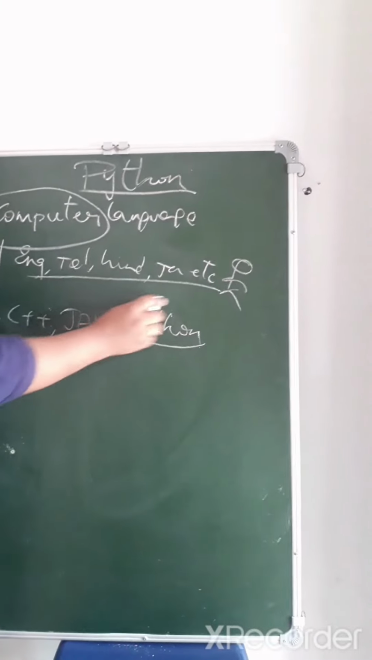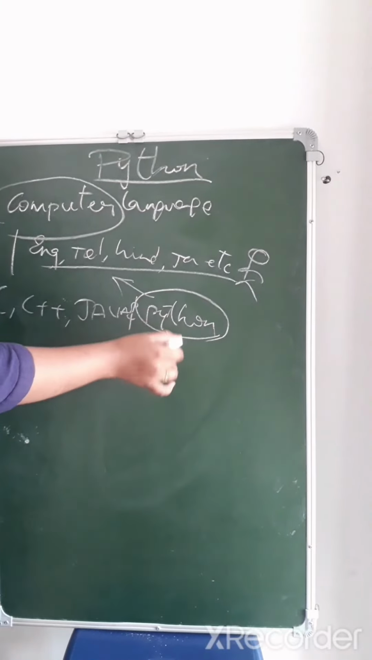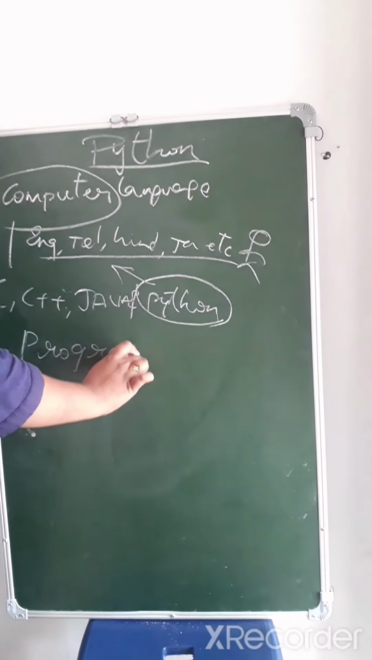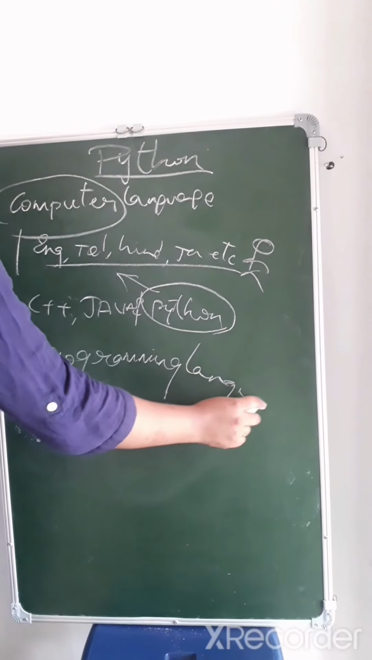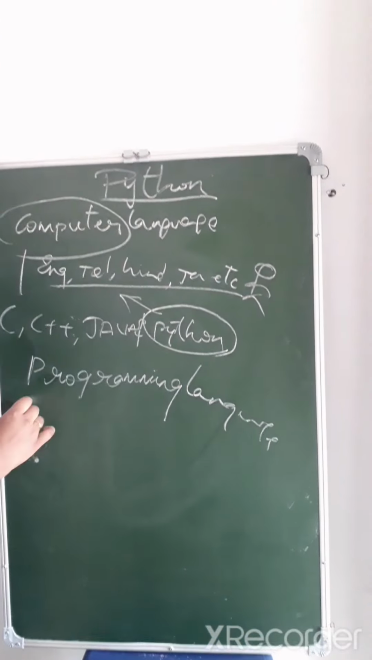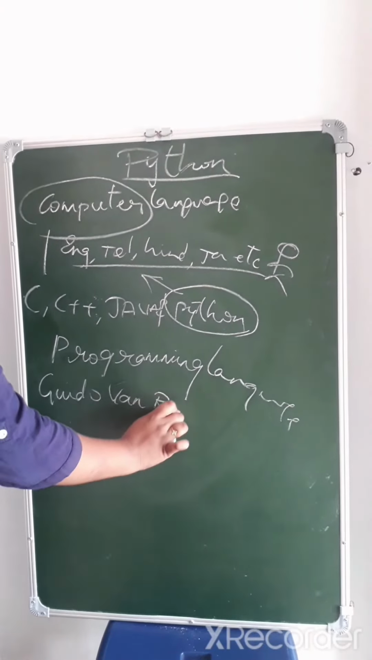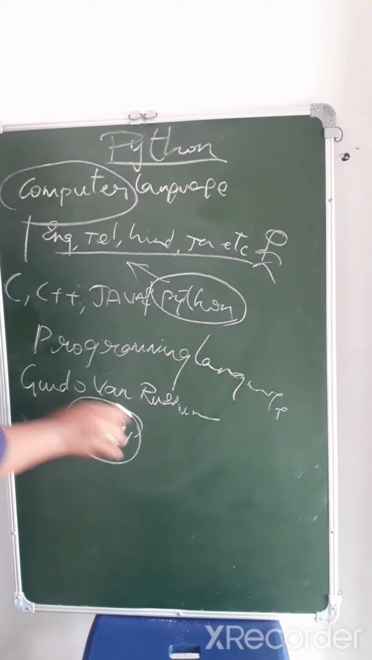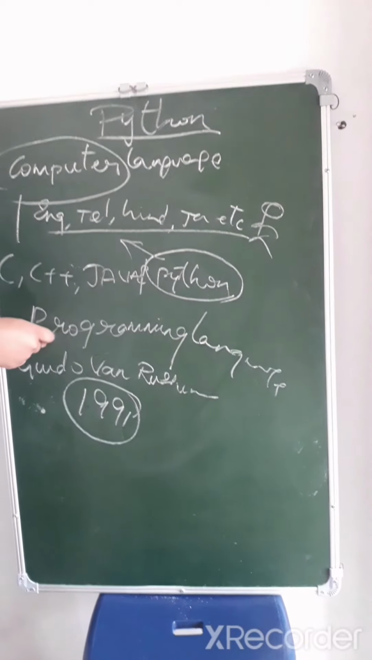So now our topic is about Python. Python is a popular one, the most widely used programming language nowadays. It was created by Guido van Rossum in the year 1991, and further modifications were developed by the Python Software Foundation.